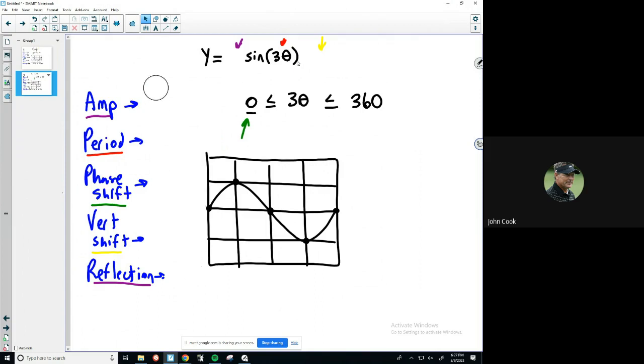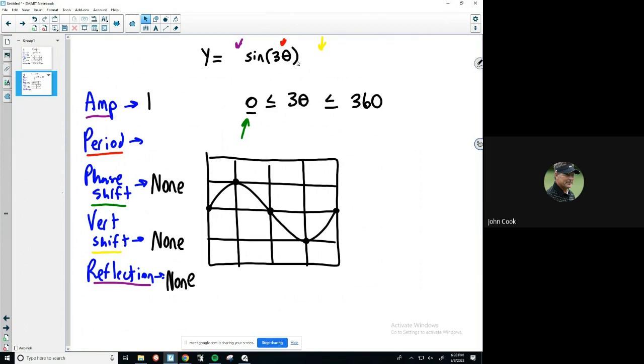Okay. So the amplitude, there's no number multiplying out front, so we put a 1 there. 1's positive, so there's no reflection. If there was a negative, we'd have a reflection, but that's not the case. There's no number adding or subtracting outside the parentheses, so there's no vertical shift. There's no number adding or subtracting inside the parentheses either, so there's no phase shift. The only thing that's going to be a little bit different is the period.